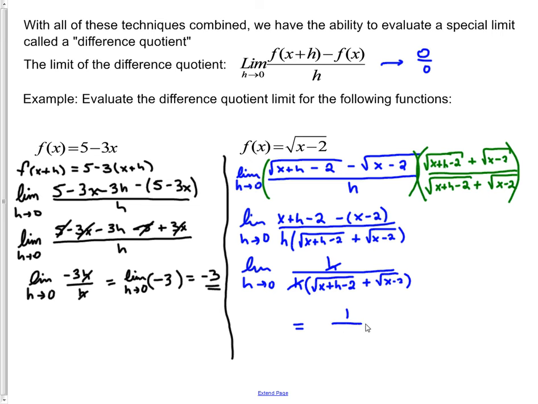Doing the substitution, we're going to have 1 over 2 times the square root of x minus 2. I'm not going to rationalize this denominator. I'm perfectly satisfied with this fraction unless we substitute in some value for x that gives us an irrational number. I think this is fine. We'll leave this expression, and this expression is the result of our difference quotient limit.